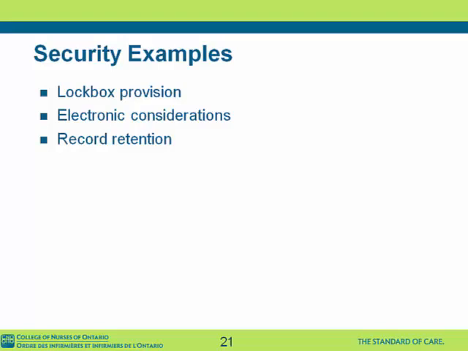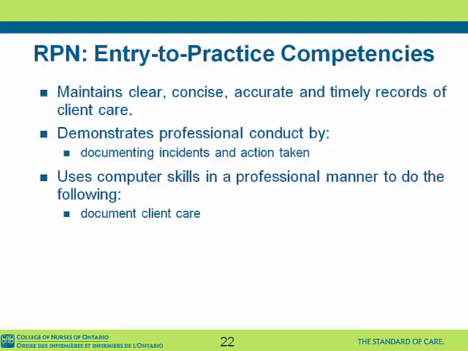Health records should be retained for the period of time the organization's policy and legislation stipulates. For example, regulations under the Long-Term Care Homes Act specify that the record of every former resident of the home is retained by the licensee for at least 10 years after the resident is discharged from the home. For more information about protecting clients' health information, refer to the college's Confidentiality and Privacy Personal Health Information Practice document.